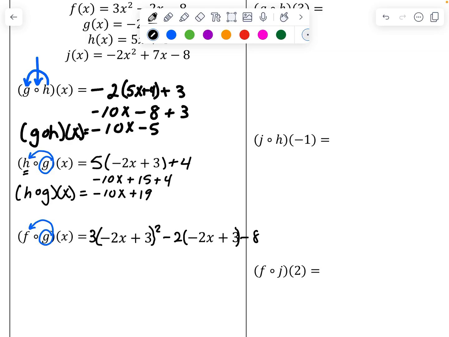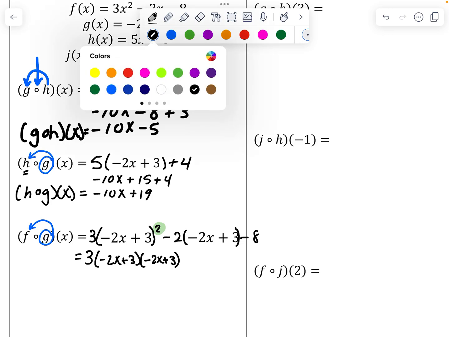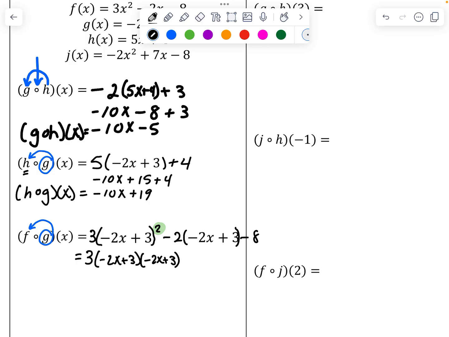So to do that problem, I need to remember I have 3, and then the square that's right here is going to mean negative 2x plus 3 times negative 2x plus 3. That's what the square means. Then I'm going to distribute the negative 2. So negative 2 times negative 2x is plus 4x, and negative 2 times 3 is negative 6, and then I have minus 8 at the end.